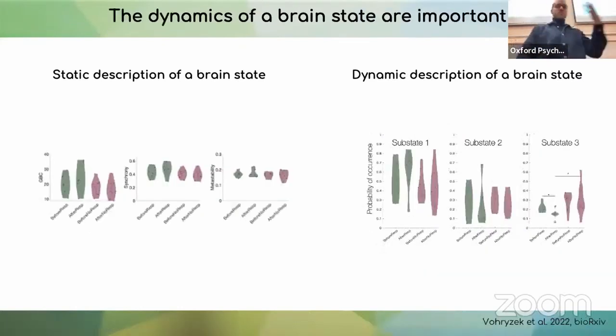We applied this to the data set where we had the responders and non-responders before the treatment, as I mentioned, and after the treatment. As you can see on the left, for the static measures there are no differences, or we couldn't parse a difference between the patients. Whereas in the dynamical sense, there were differences in these metastable substates between before and after the treatment for the responders, which wasn't the case for the non-responders. And then we saw differences between the responders and non-responders after the treatment, which at baseline wasn't the case.